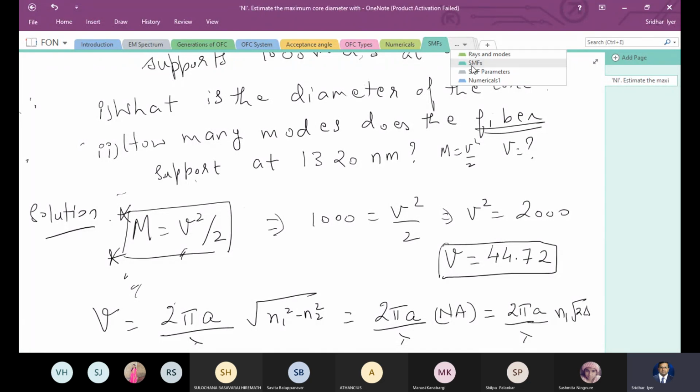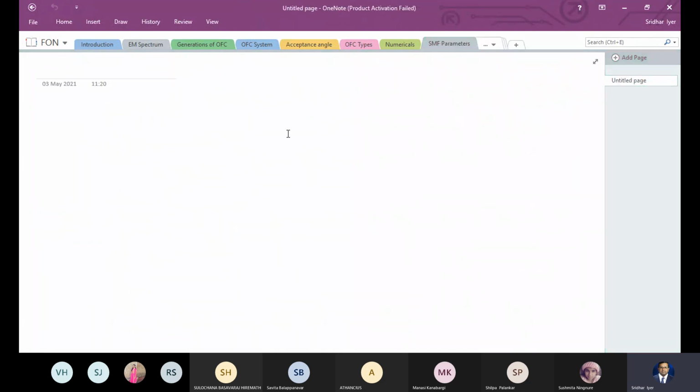We also solved multiple numericals based on calculating the number of modes if the fiber is a graded index fiber. So in today's lecture, let us recap a few parameters of single mode fiber, and then we'll solve certain other numericals. Okay. So when it comes to the single mode fiber, let me put the heading as single mode fiber. We had discussed the cutoff condition.